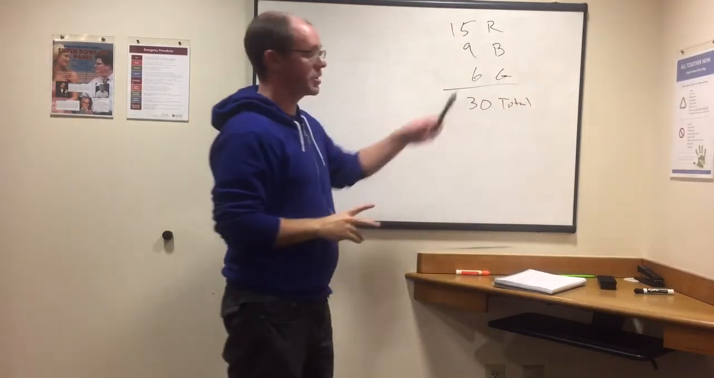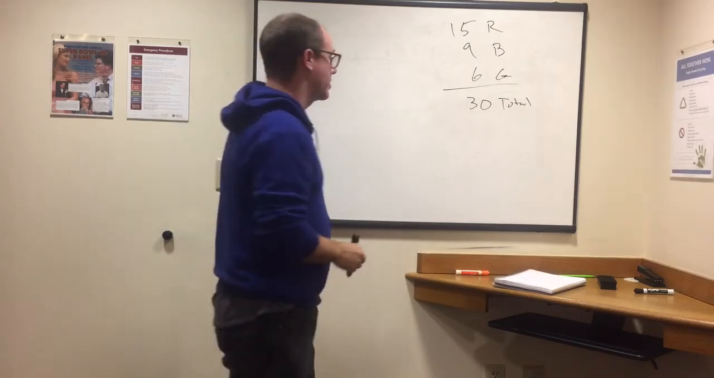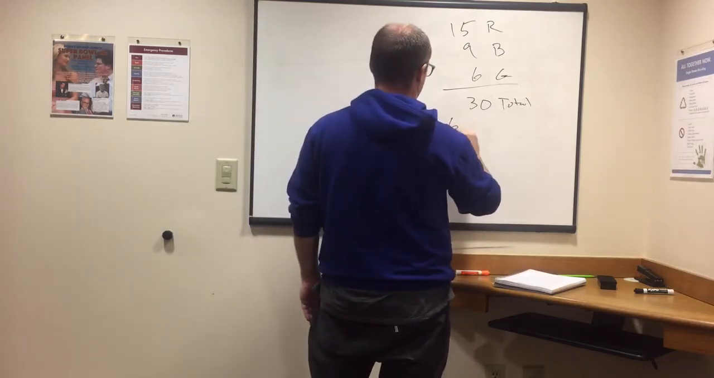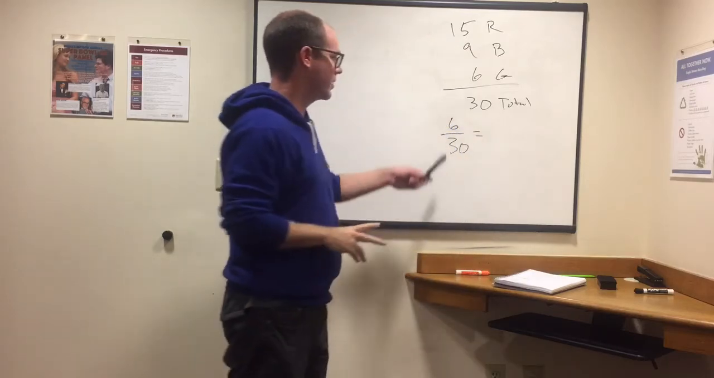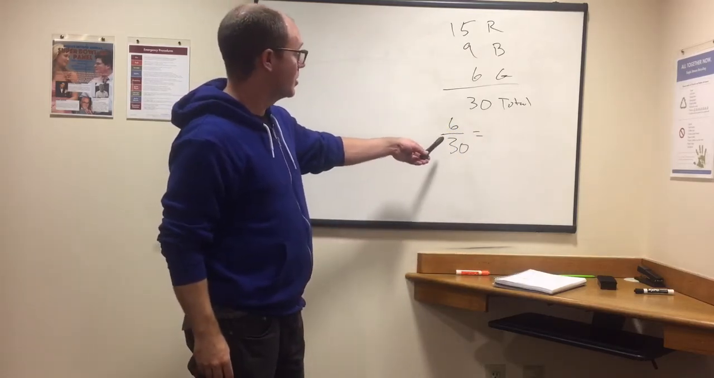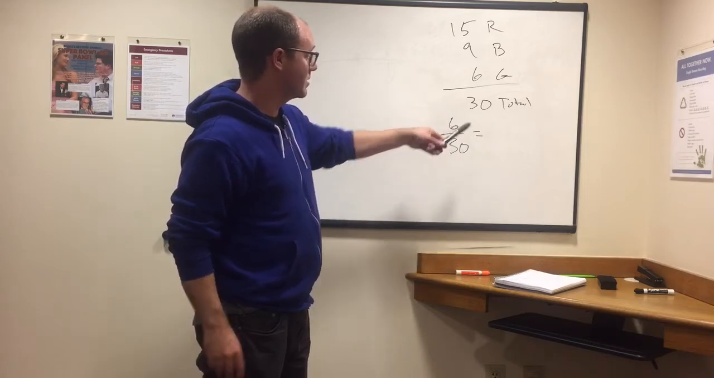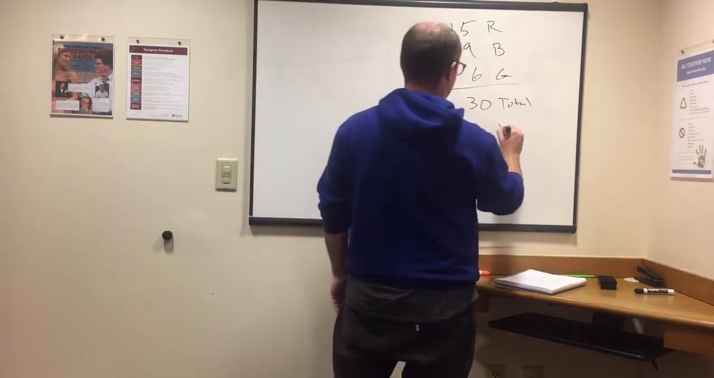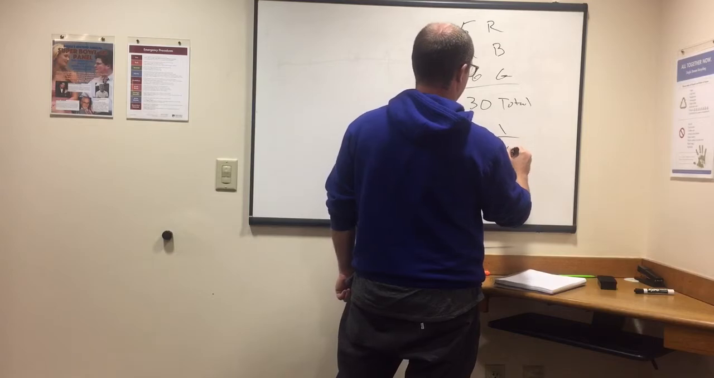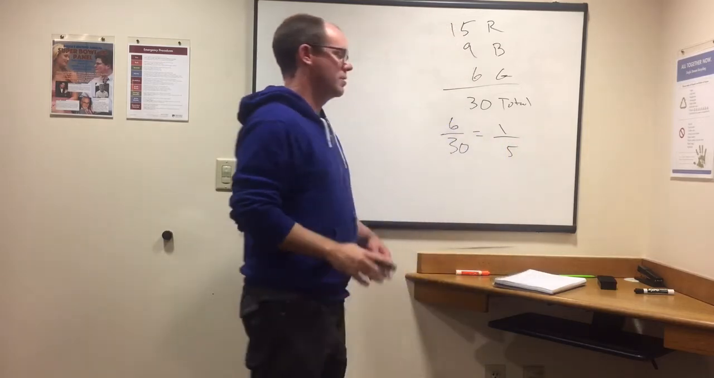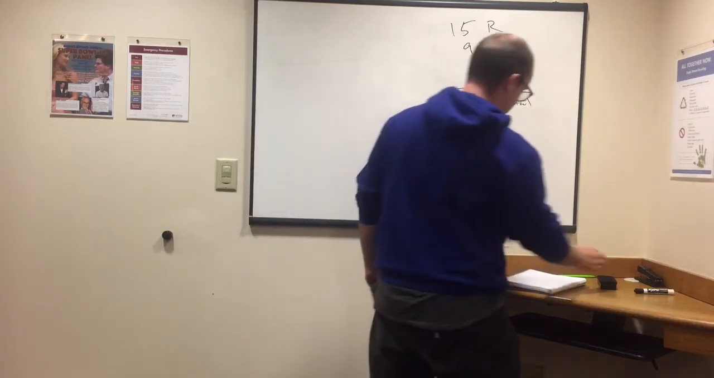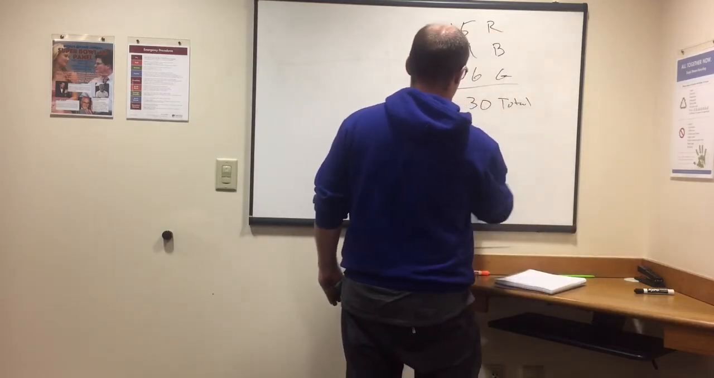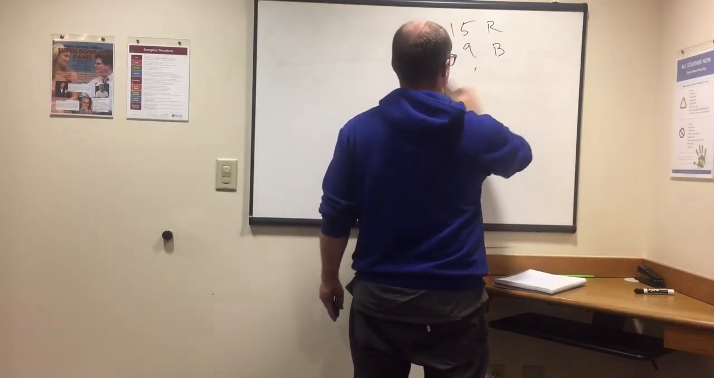And there are 6 greens, right? And they want to know the probability that you get a green. 6 over 30, and that almost never will be the actual answer that you get. I want you to reduce, right, as far as you can. 6 divided by 6 is 1. 30 divided by 6 is 5. So you got a 1 out of 5 chance of getting a green ball in that scenario. All right, not too hard.